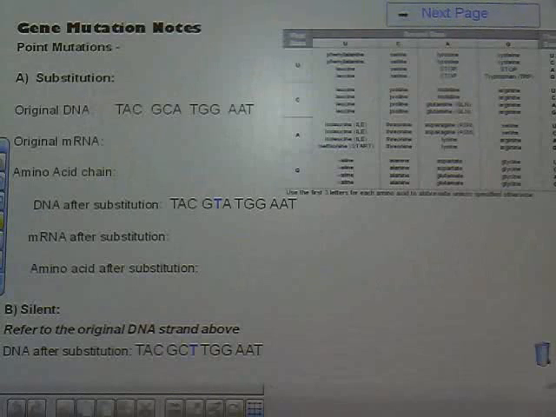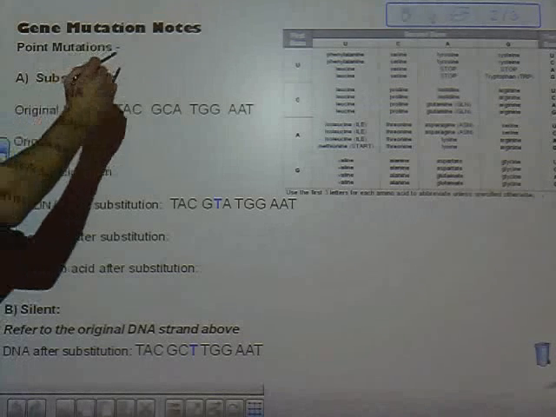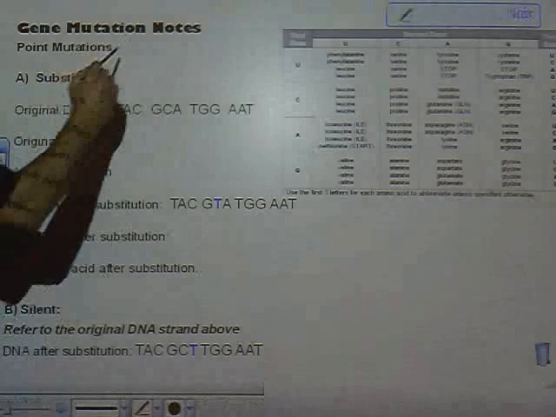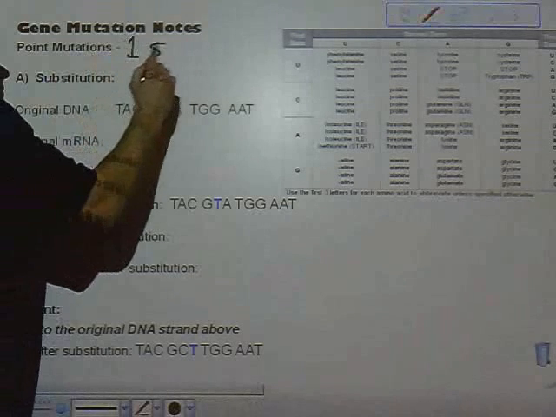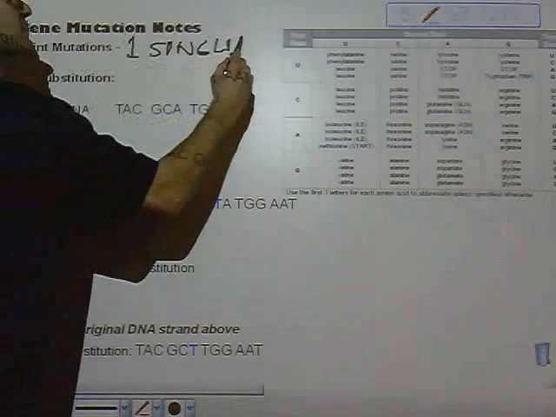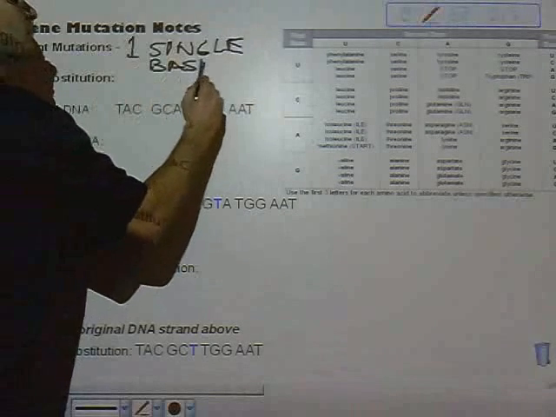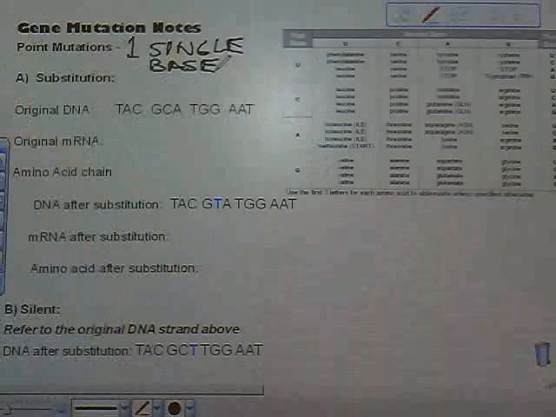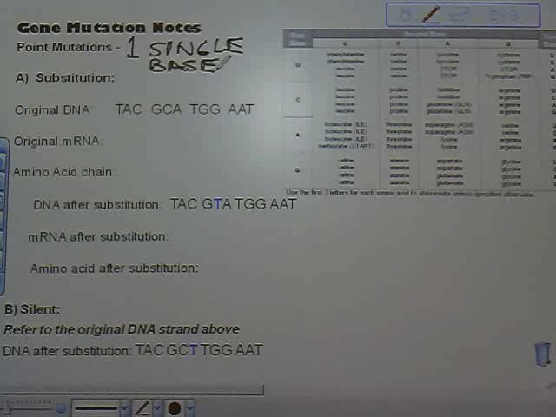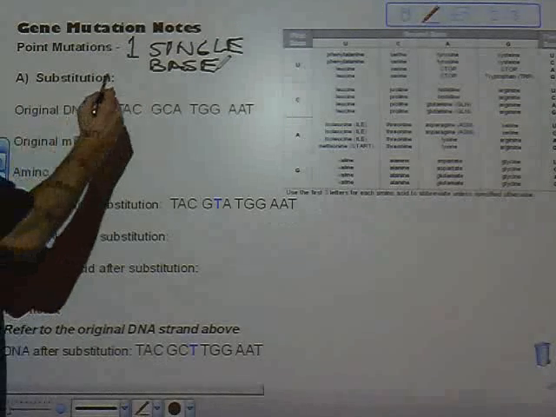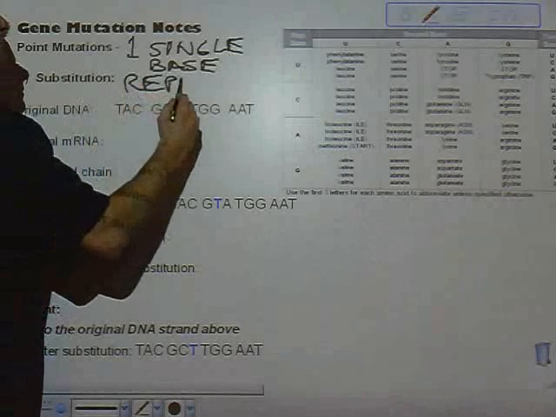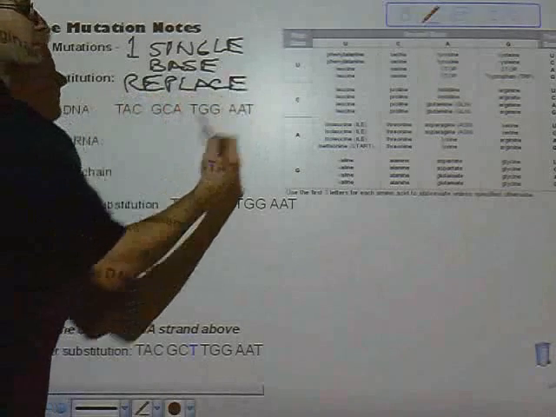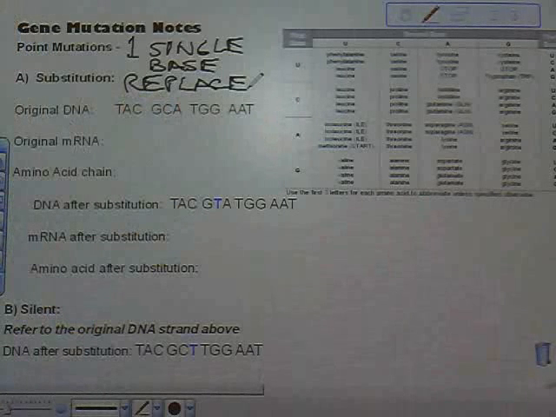So let's get started. We're going to see the gene mutations, different kinds of gene mutations, and how they affect the creation of a protein. So let's start with a point mutation. A point mutation affects one single base, meaning one single spot on a big, huge piece of DNA is affected by this mutation. And a substitution is exactly what it sounds like. It's replacing one base with another base, one letter, A, T, G, and C with another.